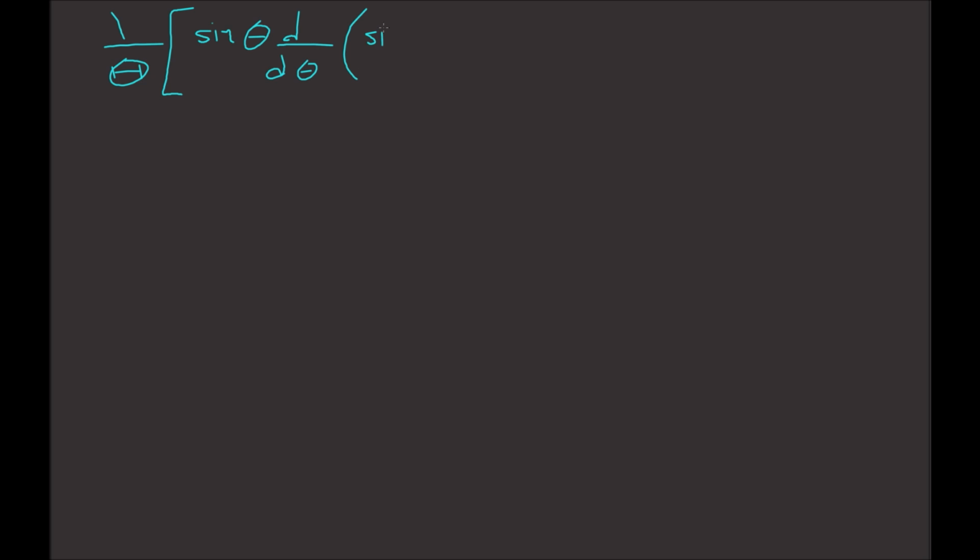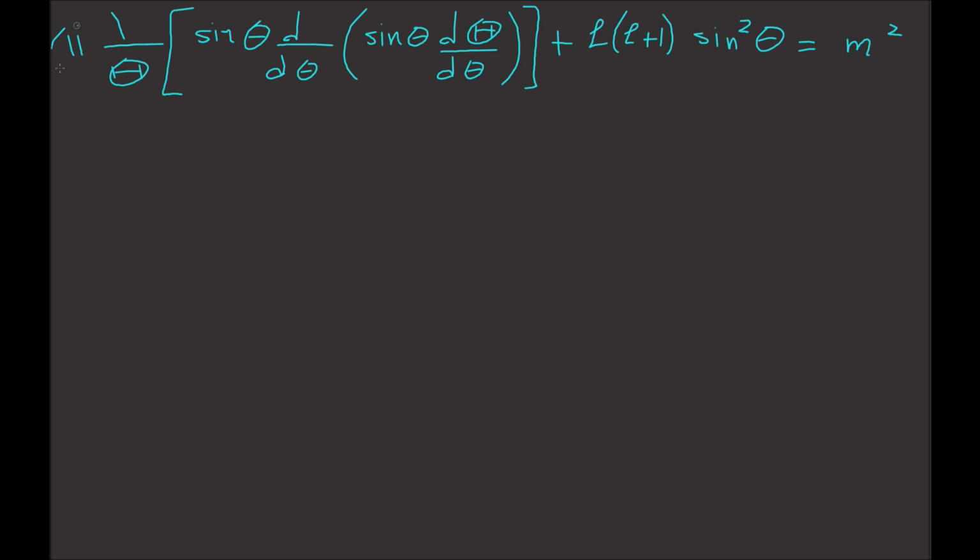So this is the first equation, the theta equation, d theta, plus L times L plus 1 times sine square theta. This we're going to assign the constant m square, and we're going to call this equation number 11.